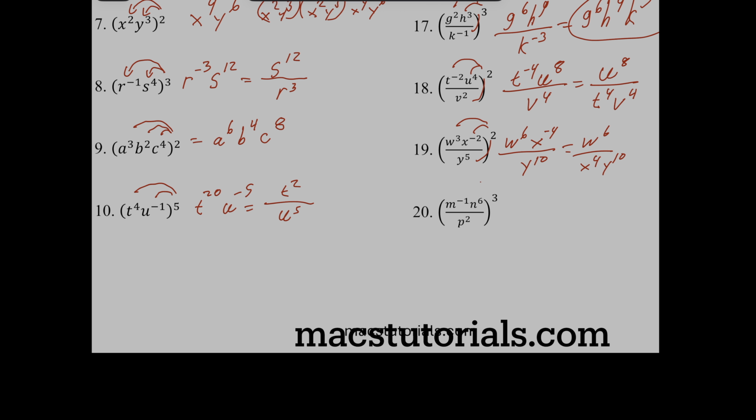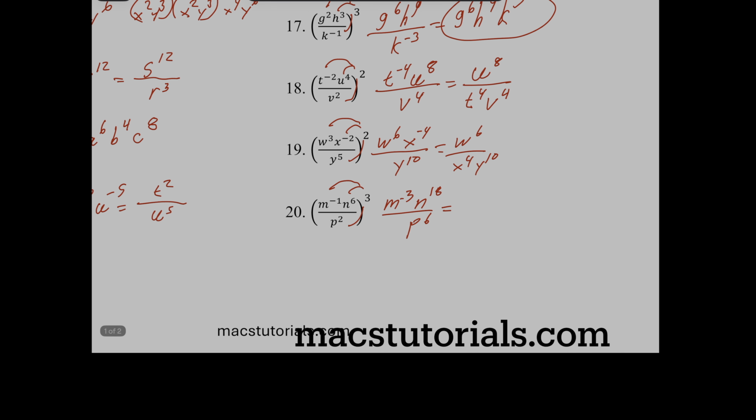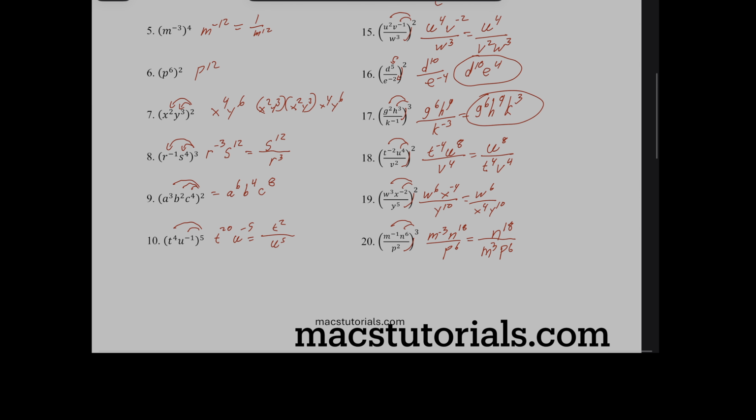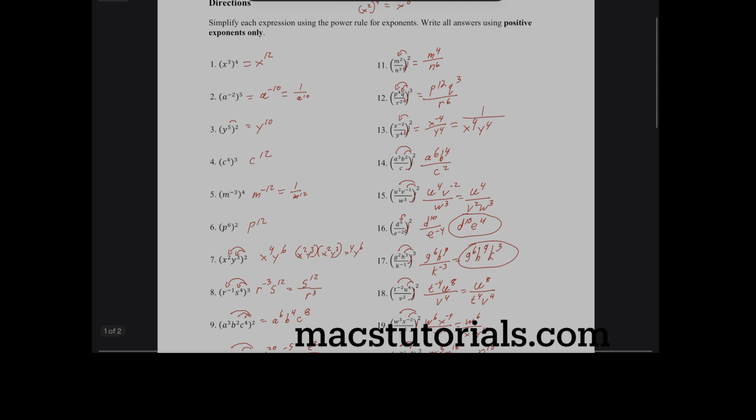And the last one on this page, cube, cube, cube, m to the negative 3, n to the 18 over p to the 6. Now get that m to go down there, L, M, N, O, P, so m is going to go first. I'm going to have my m to the 3 down here. I'm going to have my p to the 6 down here, and up here I'm going to have my n to the 18. And so this, my friends, is how you do a power to a power. All you have to do is multiply those exponents and you're going to win.